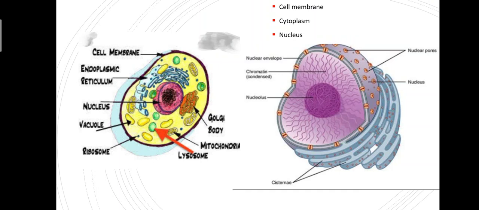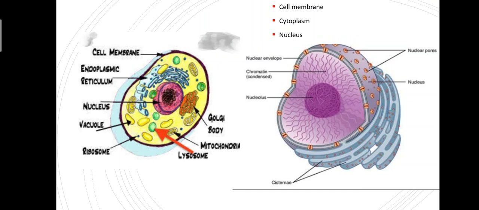Firstly, I'll explain to you about the cell membrane. Cell membrane is also known as plasma membrane. See this labelled diagram, here it is written cell membrane. Every cell is bound by a thin delicate membrane called cell membrane or plasma membrane.